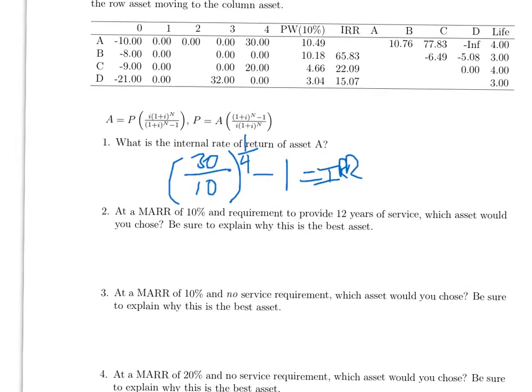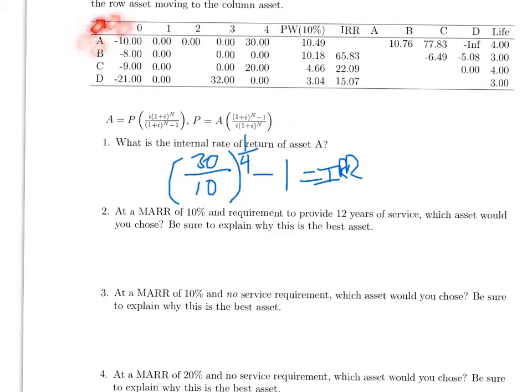Now, the second question is at a minimum acceptable rate of return of 10%, and a requirement to provide 12 years of service. And that's actually a really key phrase, because what it means is that you're not looking at asset A all by itself. You're looking at a chain of them.